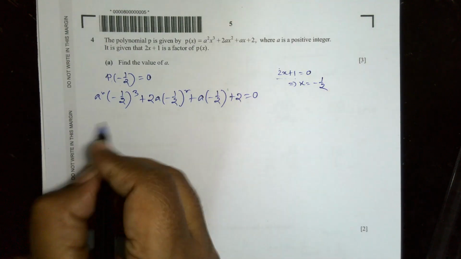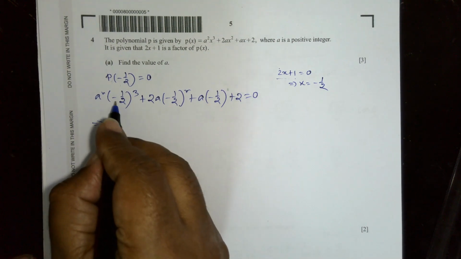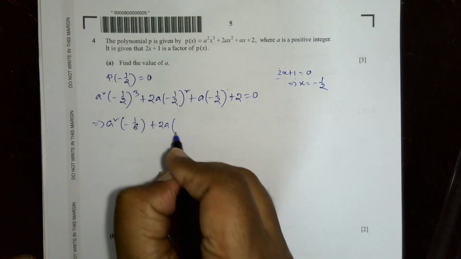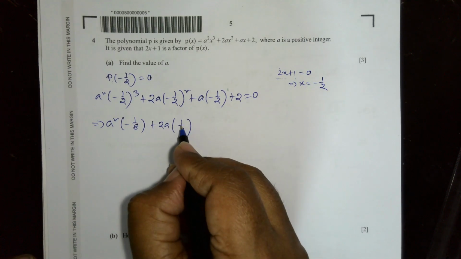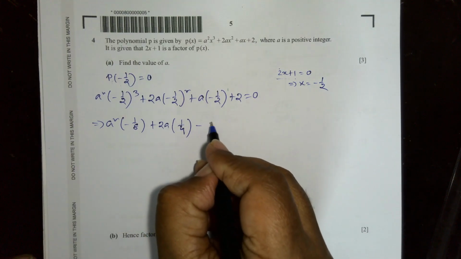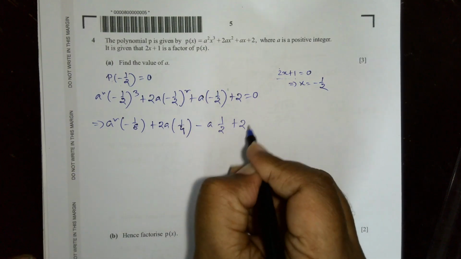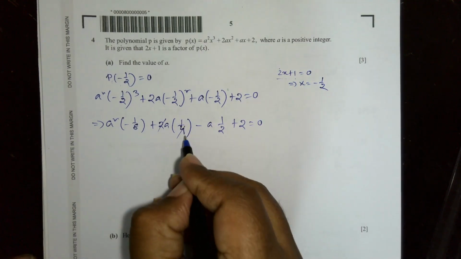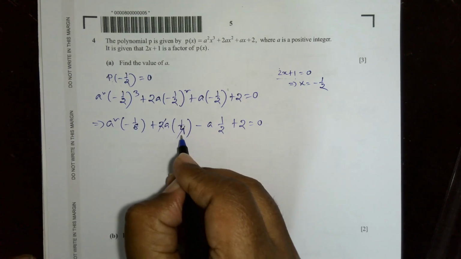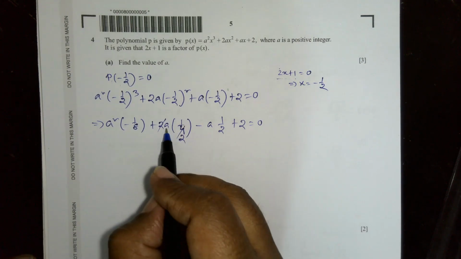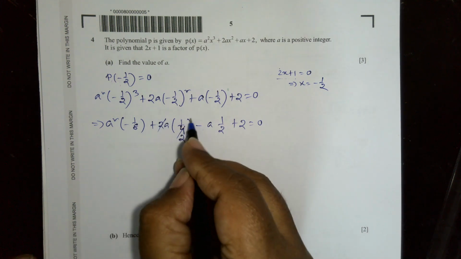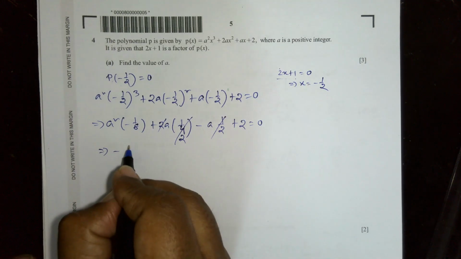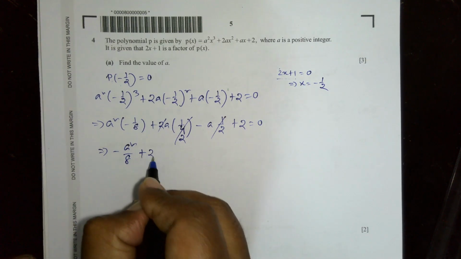So now I get a squared times minus 1 over 8, plus 2a times only 1 over 4 because it's an even power, and here it will be minus a times half, plus 2 is equal to 0. So this and this cross out, since 2a times 1 over 4 is a times half, and here it is minus a times half, so the entire thing gets crossed out. So now we have minus a squared over 8 plus 2 is equal to 0.